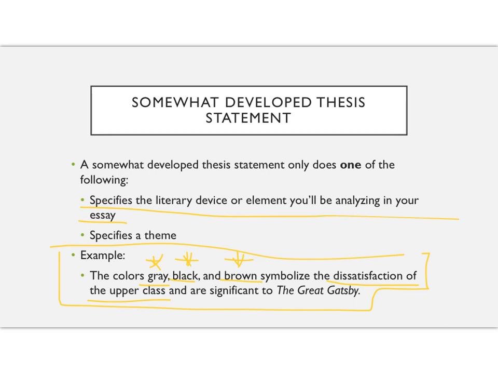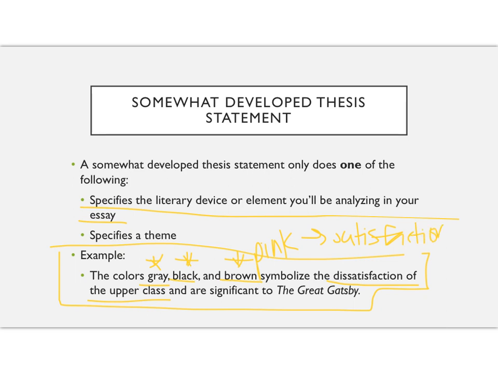So for instance, let's say instead of brown, I had the color pink, or this student had the color pink. And let's say pink did not symbolize the dissatisfaction of the upper class, but this student was saying, oh, pink symbolizes the satisfaction of the upper class.